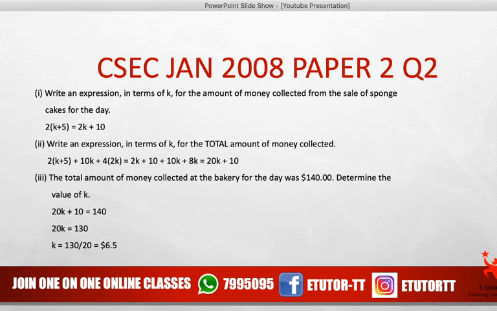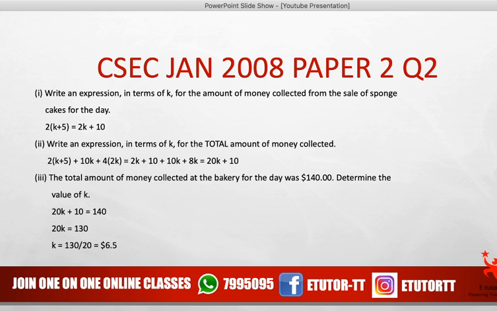So for the total, that means for all the cakes. The sponge cake was 2 times K plus 5, plus the chocolate, plus the fruit cake. So that's plus 10 times K plus 4 times 2K, which is equal to 2K plus 10 plus 10K plus 4 times 2K, which is 8K. When you add all the numbers together and all the variables, we get 20K plus 10.